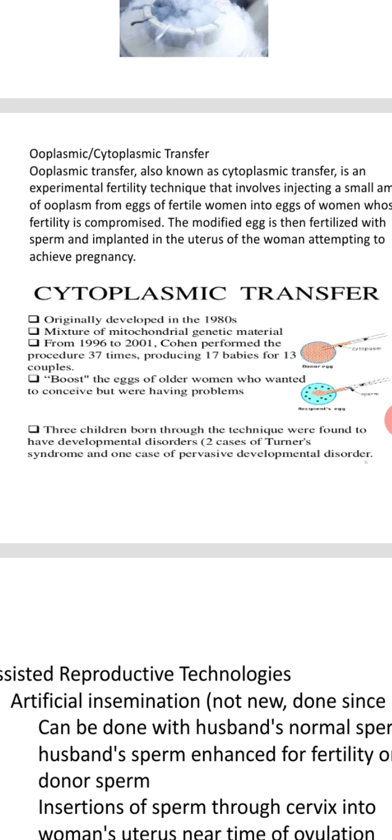Out of the children born through the technique, 3 were found to have a developmental disorder. It is 2 cases of Turner syndrome and 1 case of pervasive developmental disorder. So there may be defects also in assisted reproductive technology.